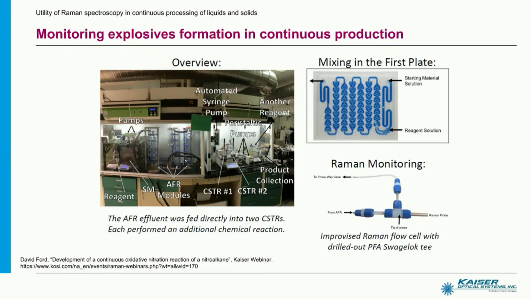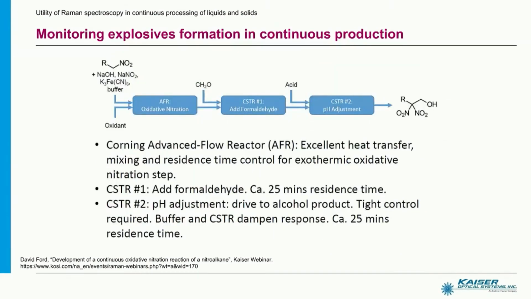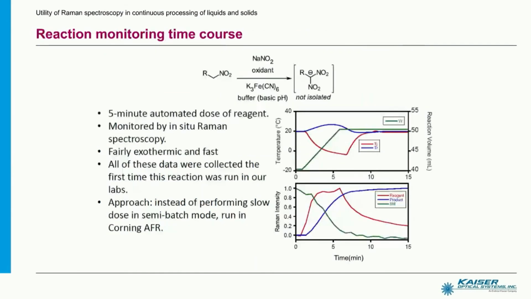This is an overview of the explosive formation during continuous production. Again, they're using the Corning Advanced Flow Reactor, as well as 2 continuous stirred tank reactors. And this is where Raman comes in. After the automated dose of the reagent, the Raman spectra were used to track the reagent and the product formation.